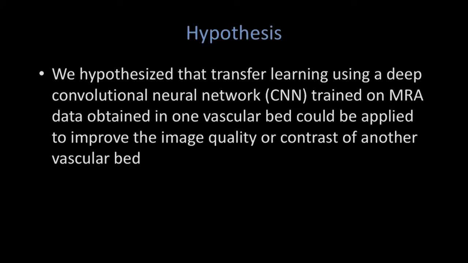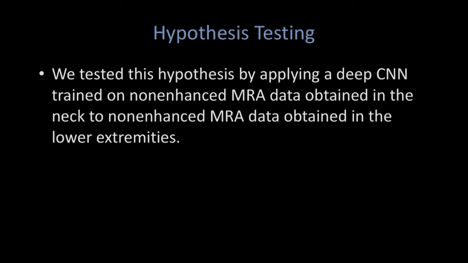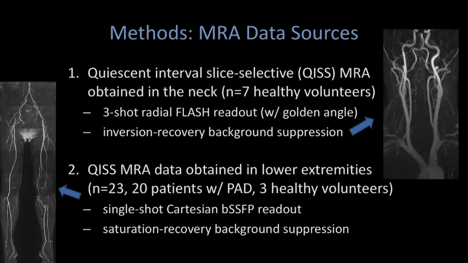So we hypothesized that transfer learning using a deep convolutional neural network trained on MR angiographic data obtained in one vascular bed could be applied to improve the quality or contrast of another vascular bed. And so we tested this hypothesis by applying a deep convolutional neural network trained on non-enhanced data obtained in the neck to non-enhanced MRA data obtained in the lower extremities. So these are our two data sources.